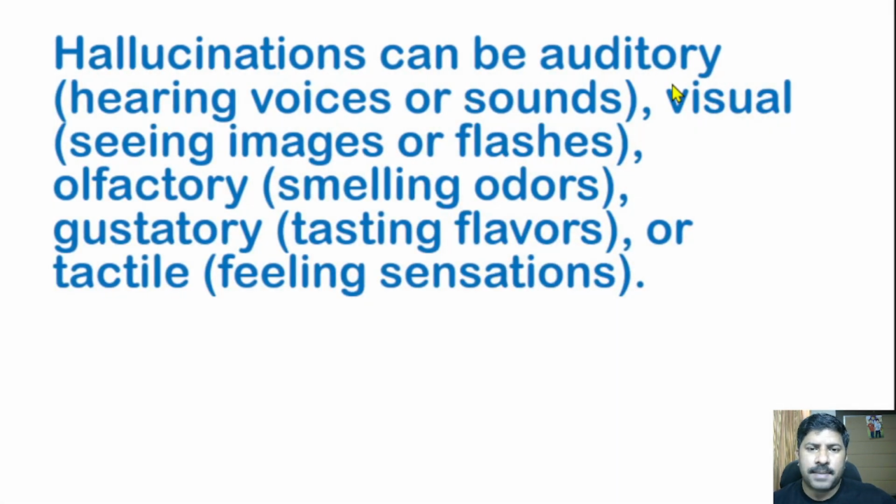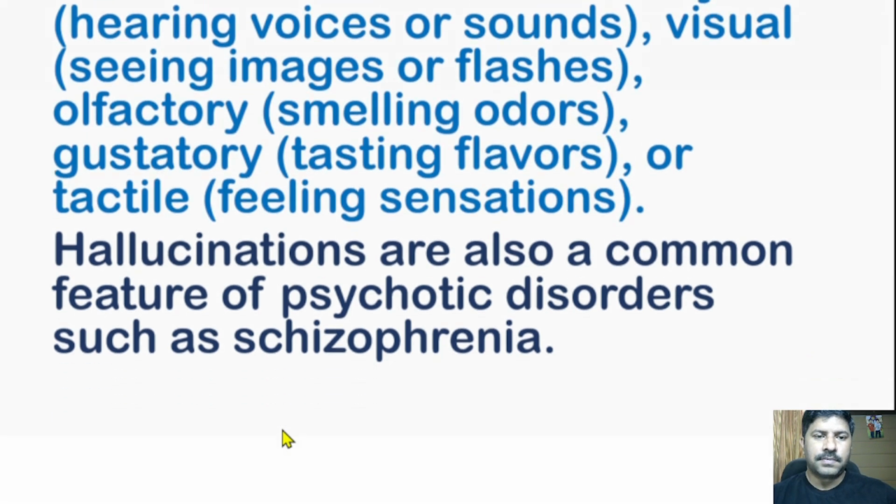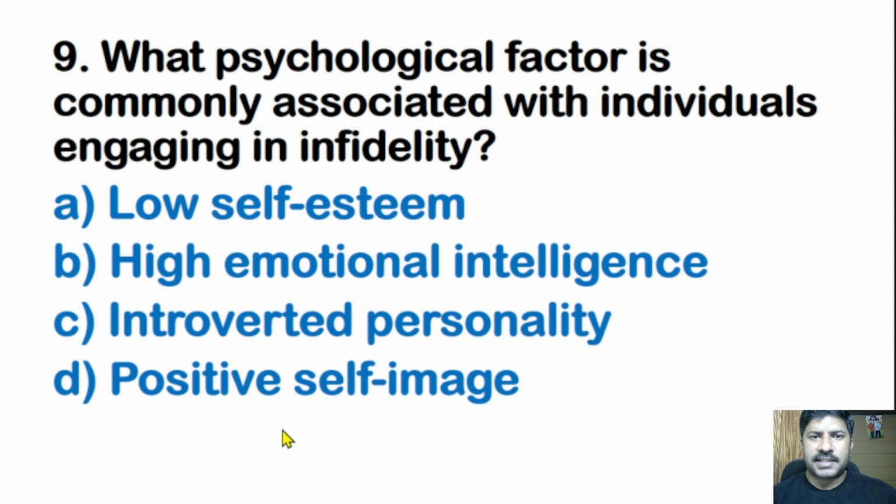Hallucination can be auditory, that is, hearing voices or sounds. Visual hallucination may be seeing images or flashes. Or olfactory hallucinations, that is, smelling odors. Gustatory hallucination, that is, tasting flavors. Or tactile hallucination, that is, feeling sensations. These are some types of hallucinations. Hallucinations are also a common feature of psychotic disorders such as schizophrenia, that is, positive symptoms. Can you give an example of a common hallucination seen in schizophrenia? You can comment it below.